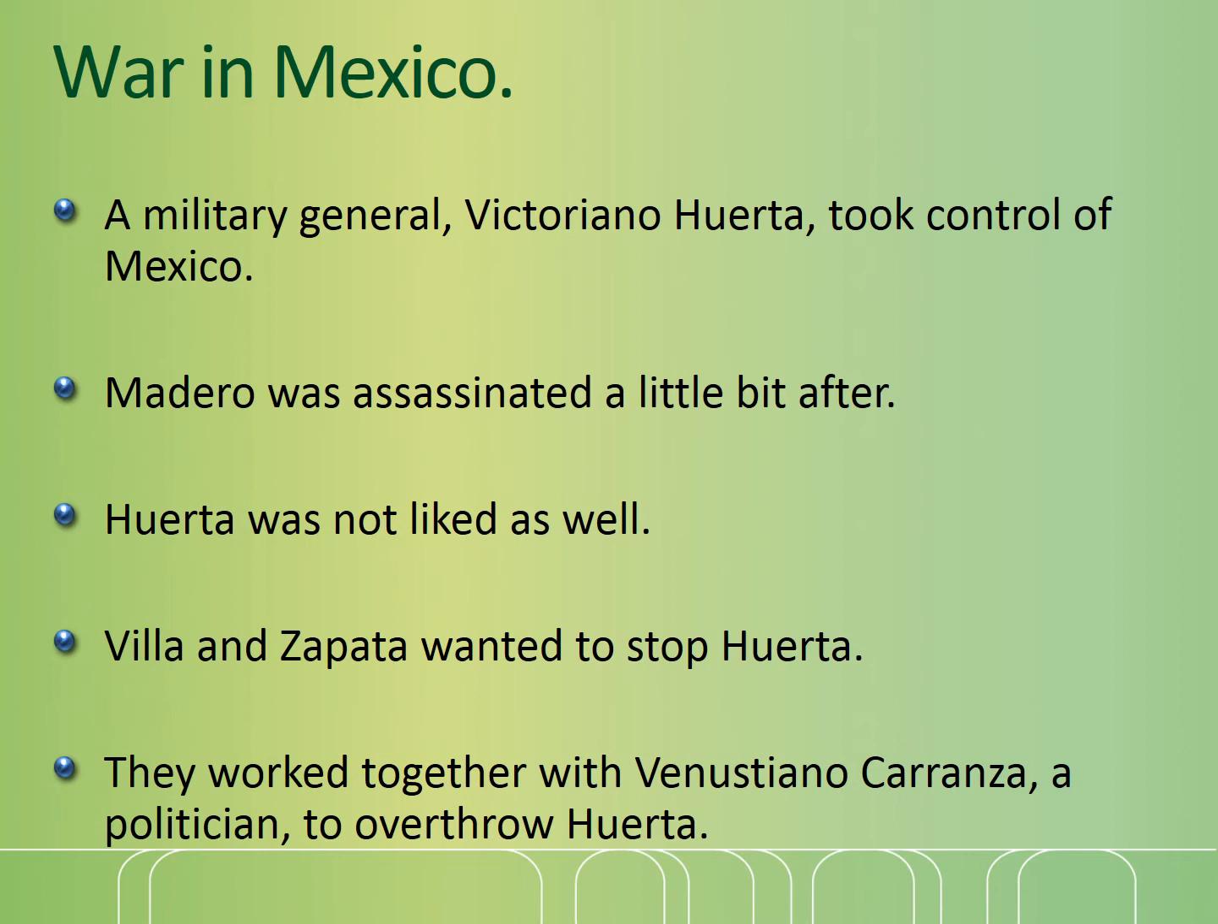So a military general, Victoriano Huerta, took control of Mexico after Madero, and Madero was assassinated a little bit after that. It is reported that it was probably at the hand of Huerta, probably by his command, that Madero was assassinated. Huerta was not well liked either, and Villa and Zapata also wanted to stop Huerta. They worked together with another politician named Venustiano Carranza, and they worked to overthrow Huerta as well.